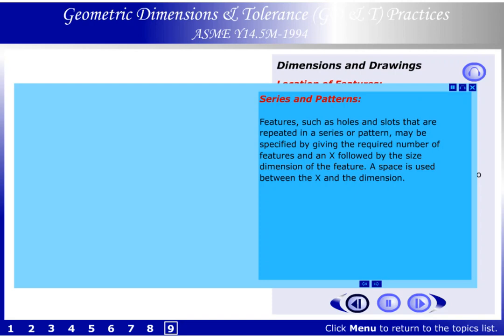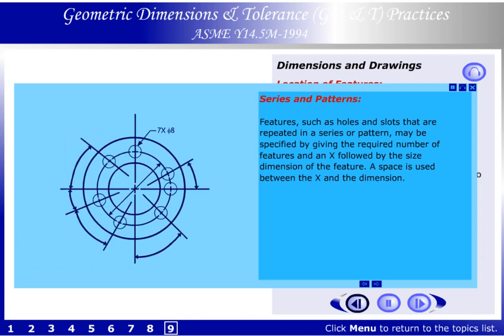Series and patterns. Features such as holes and slots that are repeated in a series or pattern may be specified by giving the required number of features and an X followed by the size dimension of the feature. A space is used between the X and the dimension.